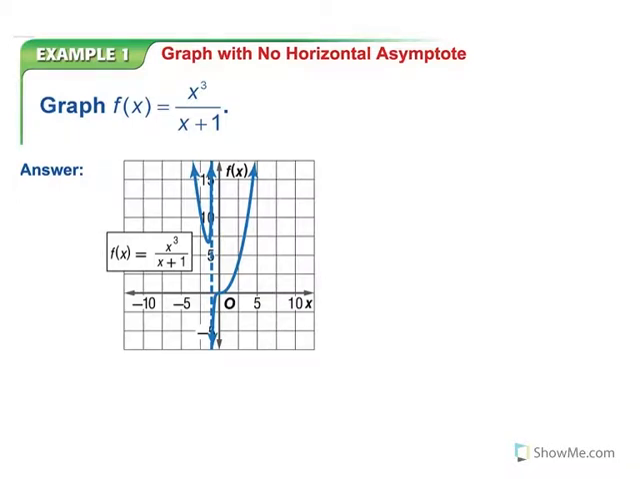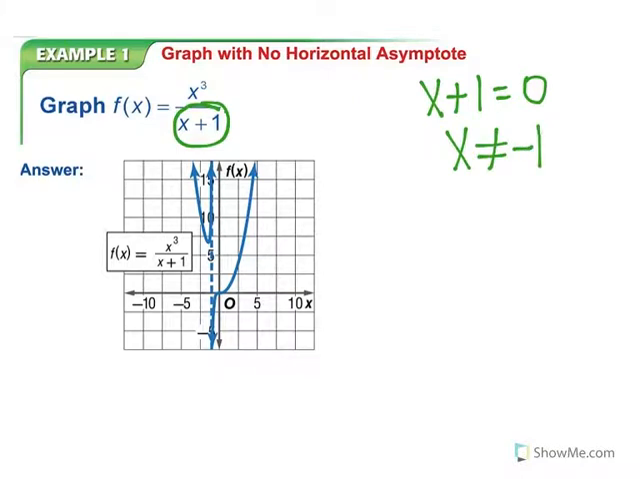A couple things I want you to look at is how you find your vertical asymptotes. That means our denominator cannot equal 0, so we have x plus 1 equals 0. That means x cannot equal negative 1. So at negative 1, you would draw your vertical asymptote, like so.